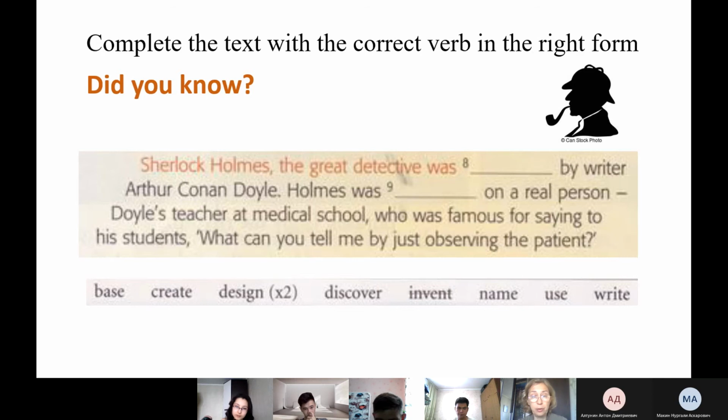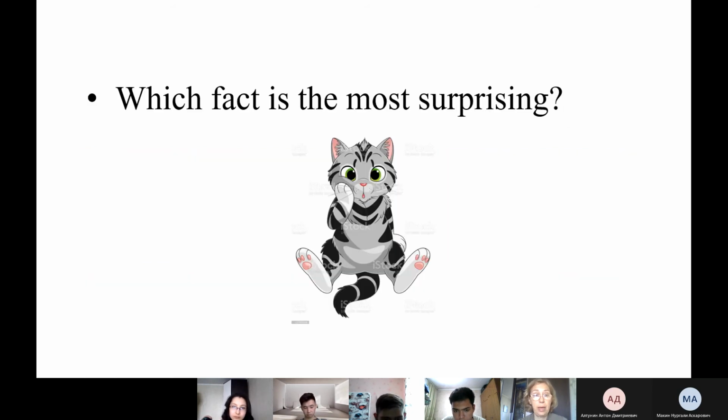What did you use in number 9? I missed it. Medina. Медина, number 9, yes. Что вы в 9 использовали? Base. Yes, was based, то есть основывается на реальном человеке. Okay? Yes. So this is the way we use the passive voice.